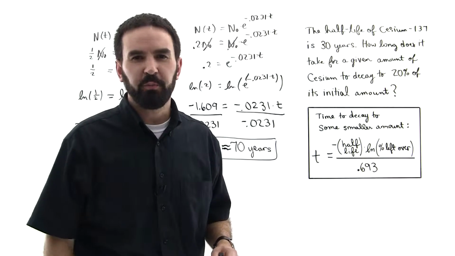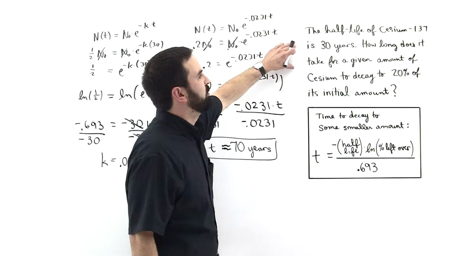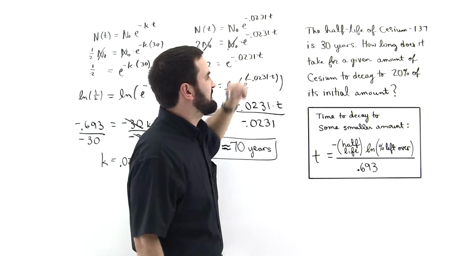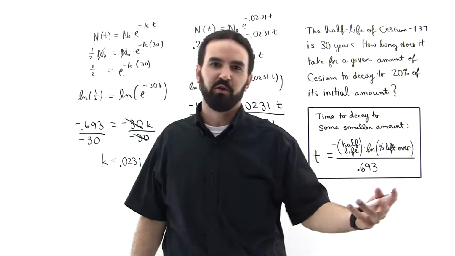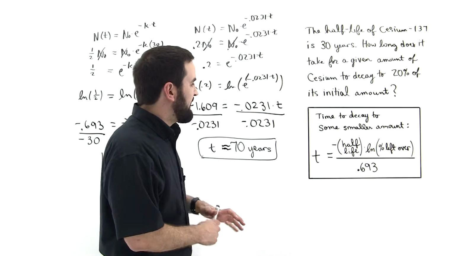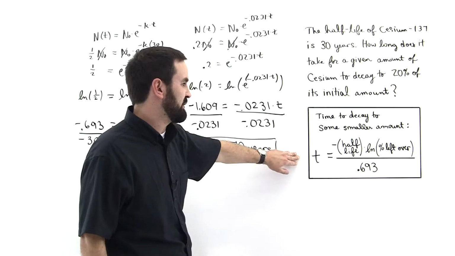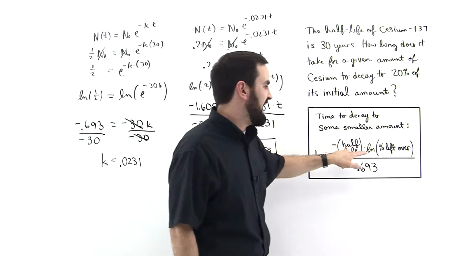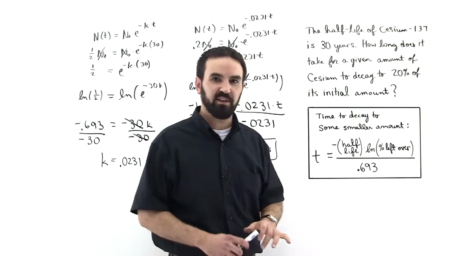Here's a trick to the previous half-life problem. If you're given a half-life problem where some element has a half-life of some number, in this case 30 years, and you ask how long it takes to decay to some later smaller amount, some percentage of the initial value, then the time required is equal to the negative of the half-life, which is 30, times the natural log of the percent left over, divided by 0.693.